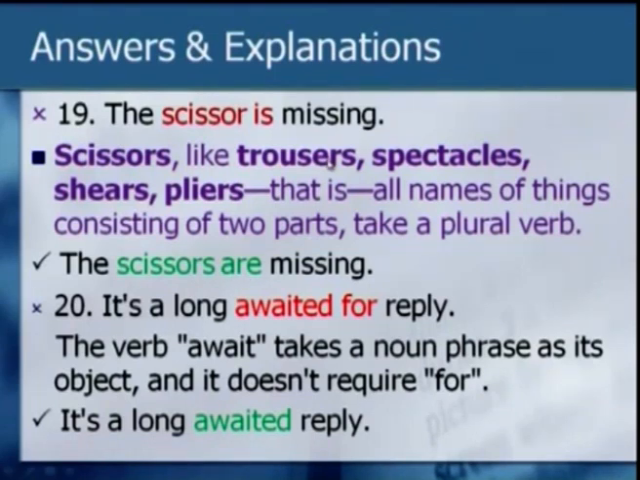The trousers are on the table. The spectacles are kept inside the cupboard. The shears are found in the garden, and so on. So use the plural form, do not use the singular form, for all names of things which contain two parts.